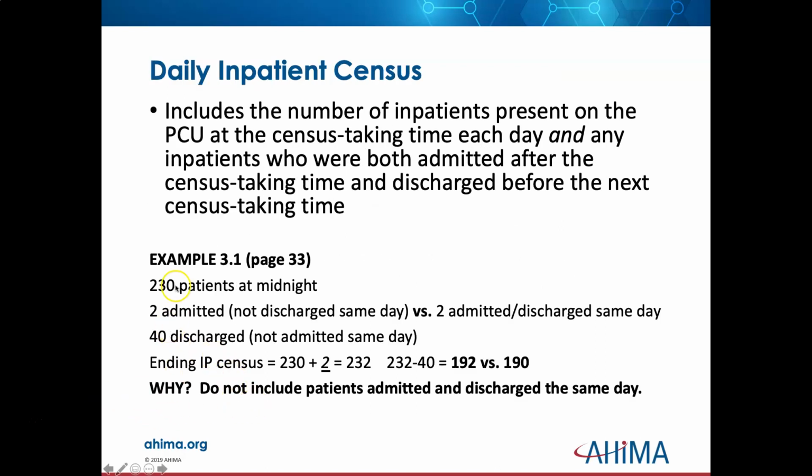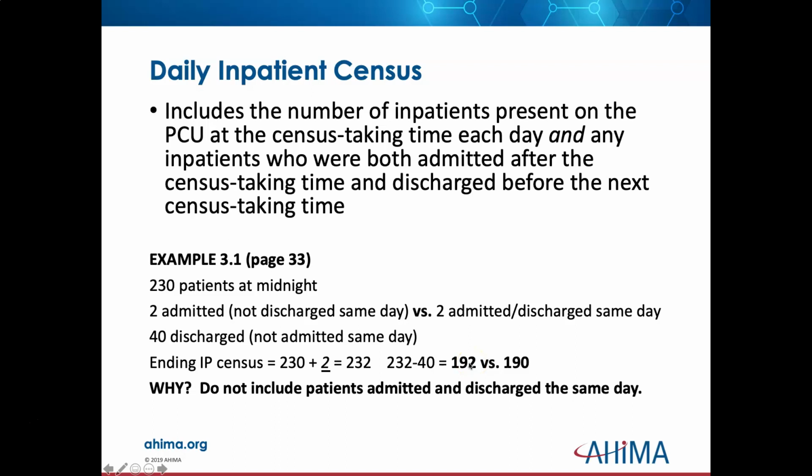So let's tally this up. 230 plus 2 is 232. 232 minus 40 because you had discharged them. Remember, you gained 2 when they were admitted, but you lost 40 because they were discharged. So you subtract the 40 and that gives you 192. So your inpatient census is 192.